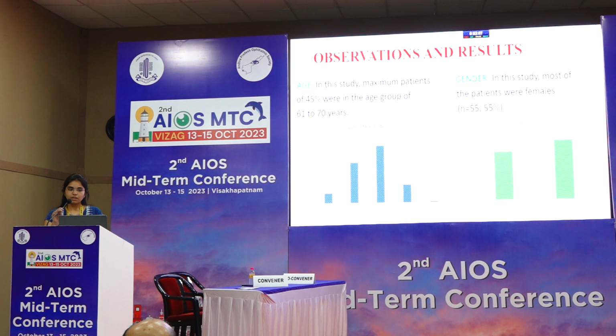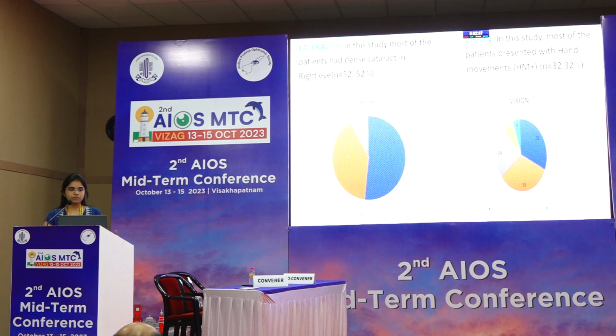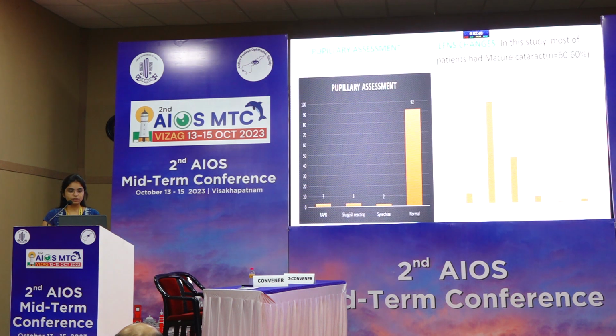Observations and results. Age: in this study, most of the patients, 45%, were in the age group of 61 to 70 years, and most of the patients were females, contributing 55%. Laterality: most of the patients had dense cataract in the right eye, 52%. And vision: most of them presented with a vision of hand movements followed by perception of light, then counting fingers close to face, counting fingers 1 meter, and the least was counting fingers 2 meters.